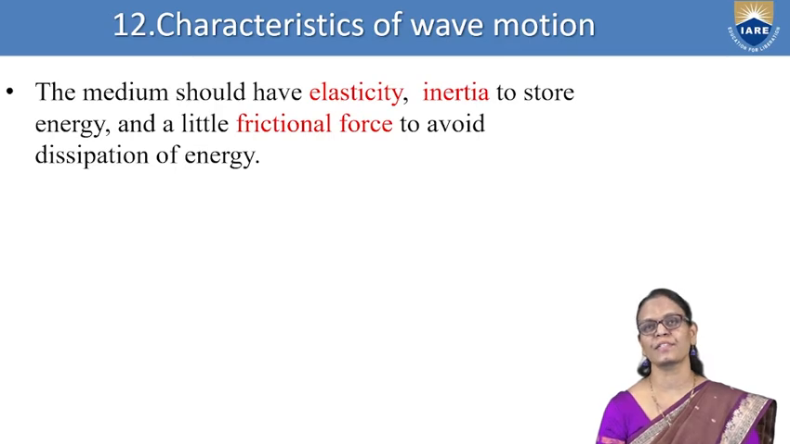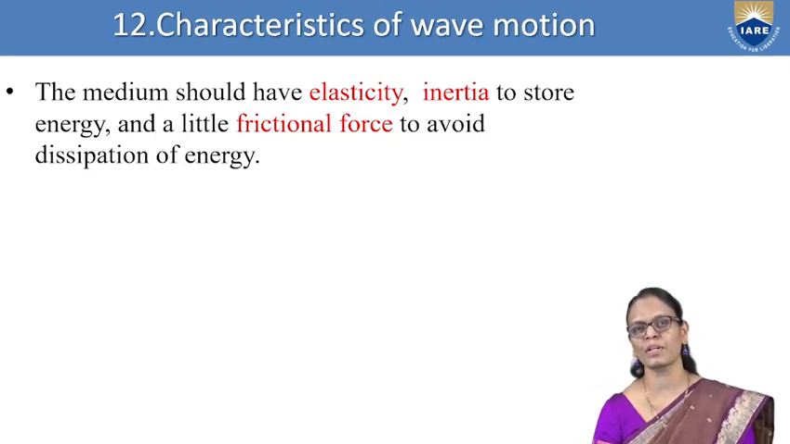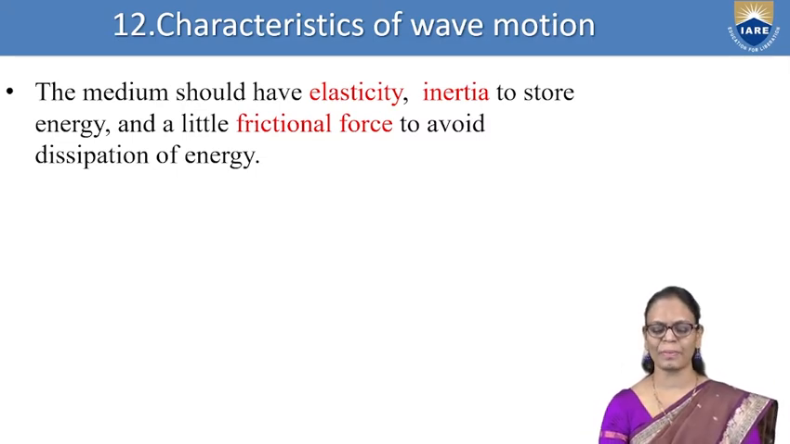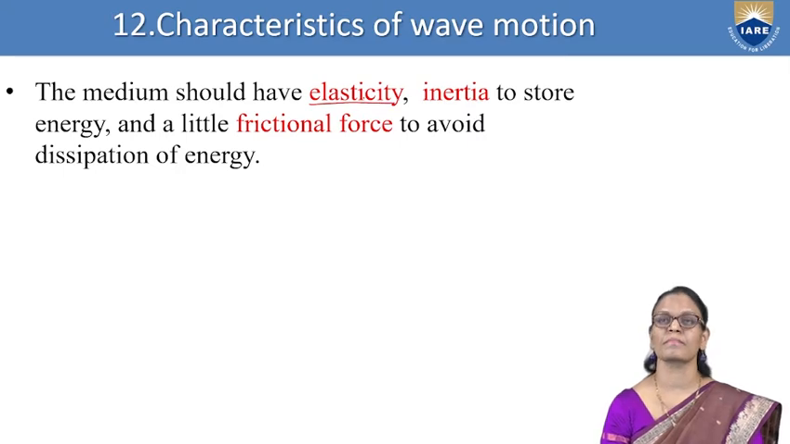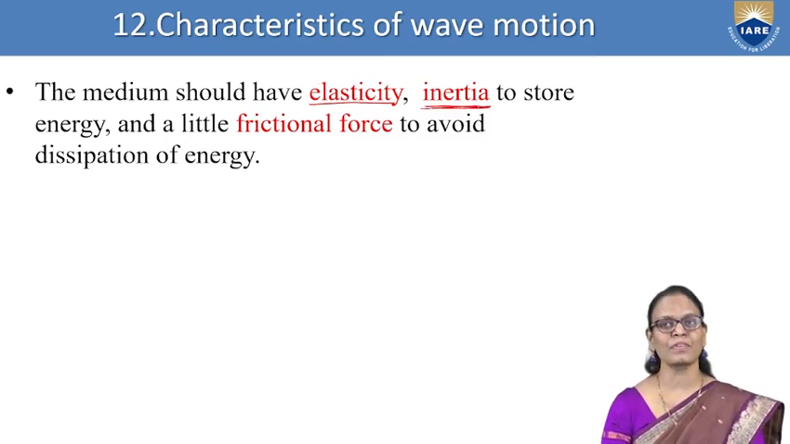Now, what are the characteristics of wave motion? When we say wave motion, again the particles are in simple harmonic motion. So whatever characteristics we have discussed for simple harmonic motion, here also the same thing is applicable. The medium should have elasticity, meaning there should be a restoring force we were talking about, so that it will try to bring it back to the normal position. Then inertia, the property by which it cannot change its state by itself.